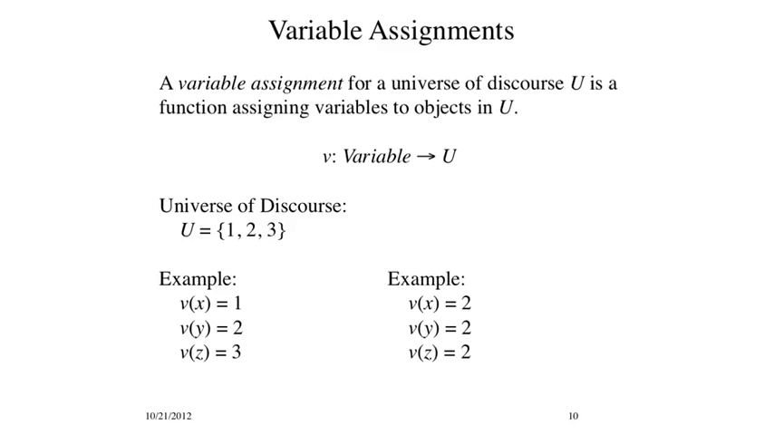A variable assignment is for variables what an interpretation is for object constants. Given a universe of discourse U, a variable assignment is an arbitrary mapping from the variables of the language into U.